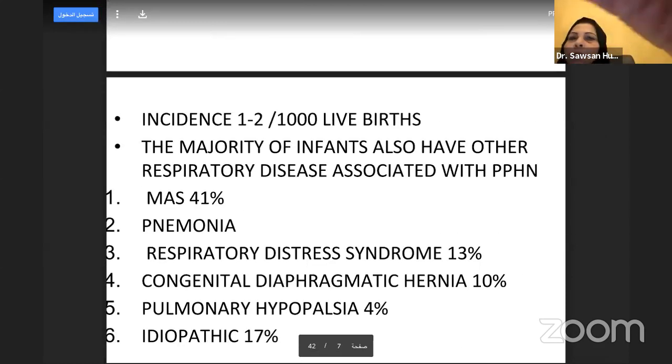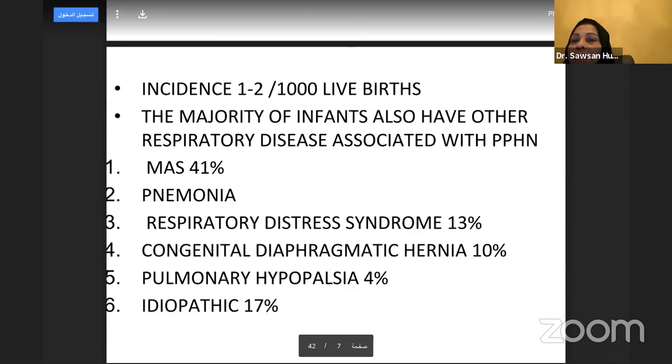The incidence is 1 to 2 births per 1,000 live births, and the majority of infants will have other respiratory disease associated with pulmonary hypertension. The commonest is meconium aspiration syndrome, which accounts for 41%, pneumonia, respiratory distress syndrome, which accounts for 13%, congenital diaphragmatic hernia, which accounts for 10%, pulmonary hypoplasia, which accounts for 4%, and some of the cases, 17%, are idiopathic with unknown etiology.